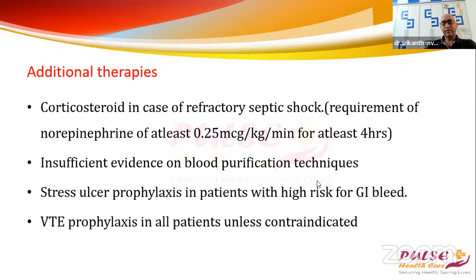In the previous guidelines, there were recommendations that corticosteroids should not be used when we are able to maintain a mean arterial pressure of 65 millimeters of mercury with fluids and vasopressors. But the latest guidelines say, even if you are able to maintain mean arterial pressure with vasopressors or fluids, if the vasopressor requirement is for at least 4 hours, at least a dose of 0.25 micrograms per kg per minute, you need to add corticosteroids at a rate of 200 mg per day, or as 50 mg boluses every 6 hours, or a continuous infusion.